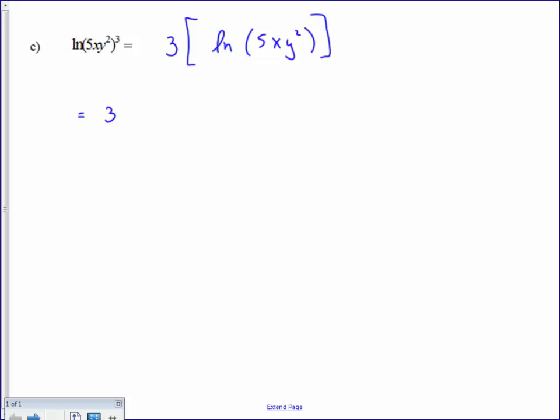From here, keep the 3 in the bracket, and then look at the inside and think what rule needs to be used next. It's not a quotient. It definitely is a product. We do see powers, but the power is only applied to the y. So we first need to use the product rule, and then we see the product of 3 things here. So this would be rewritten as natural log of 5 plus natural log of x plus natural log of y squared.